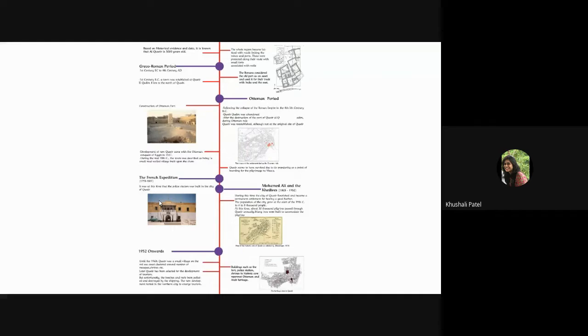From 1952 until the 1960s, Qusair was a small village on the Red Sea coast, clustered around a number of mosques and shrines. Later, Qusair was selected for the action plan because its cultural and natural resources offer potential for the development of tourism. Unfortunately, the beaches and the corals in the core city have been polluted and destroyed by the shipping.